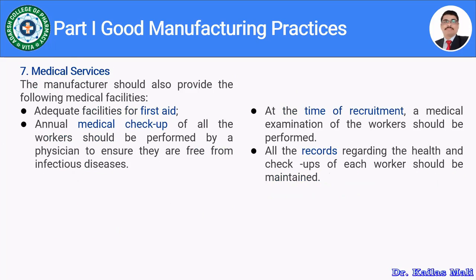Let us see the seventh point, that is the medical services from the manufacturer or licensee to the workers. The manufacturer should provide the following medical facilities. First aid facility should be available in the manufacturing unit, working areas, quality control department, packaging department, as well as the raw material store. Annual medical checkup of all workers should be performed by a physician to ensure they are free from infectious diseases. There should be certain campaigns related to medical checkups from the manufacturer to ensure workers are free from infectious or contagious diseases. At the time of recruitment, a medical examination of the workers should be performed. All records regarding the health and checkups of each worker should be maintained.